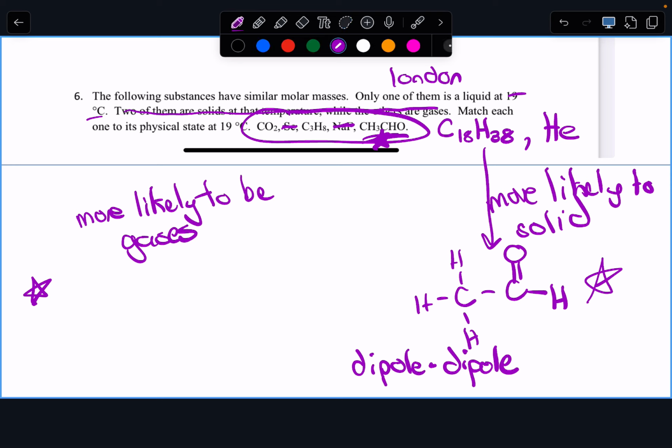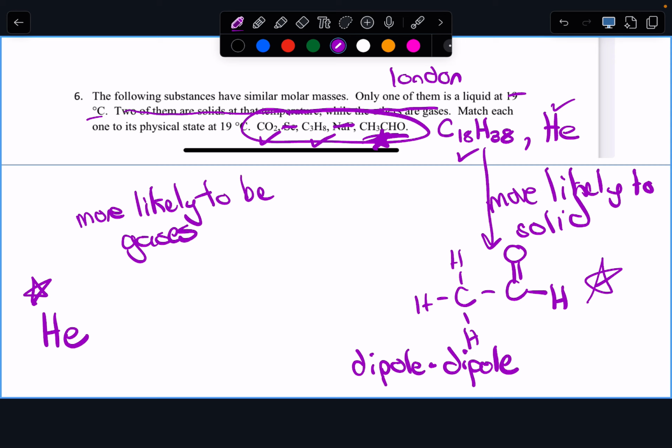And all of the others are London forces. So that means we need to look at their masses. Okay, how do I know? Because this is polar bonds, but they cancel, so that's nonpolar. This is just carbons and hydrogens. Same thing with that one. Helium is all by itself. It's what we call an atomic solid, if it's a solid, but atomic forces that are holding it together. They're just London forces though. So helium is the lightest one, so it is most likely to be a gas.